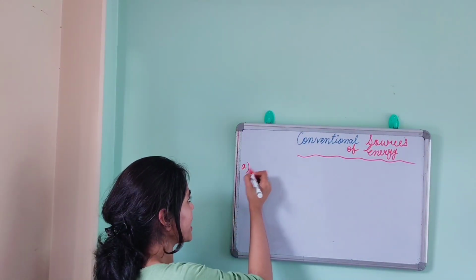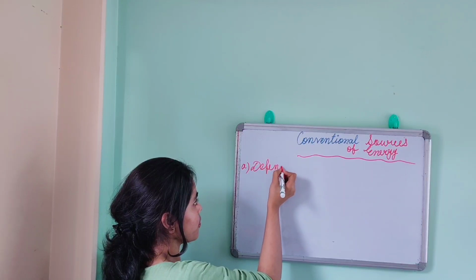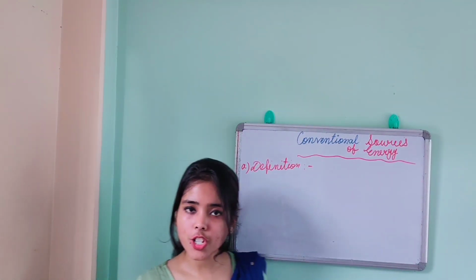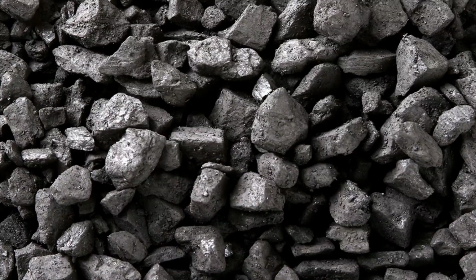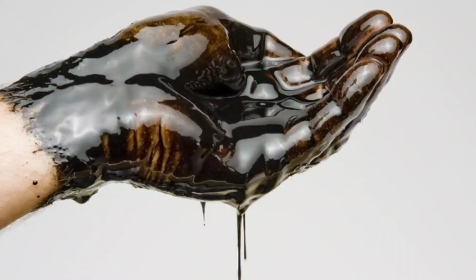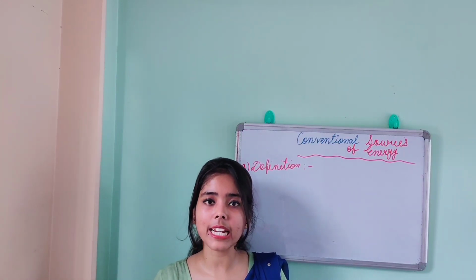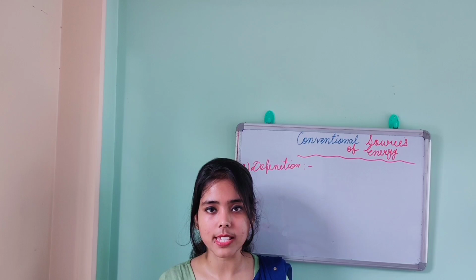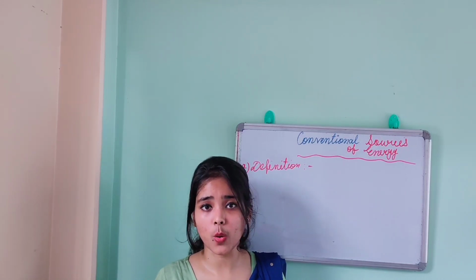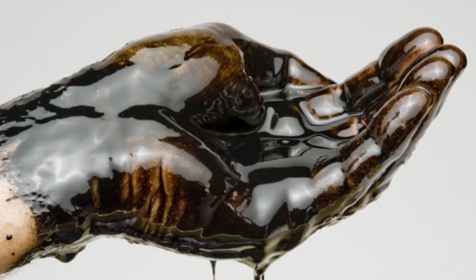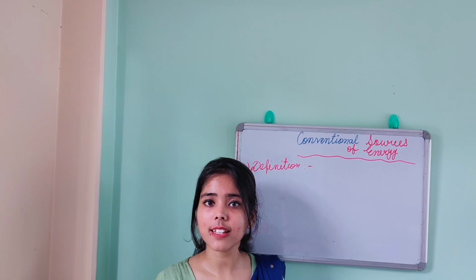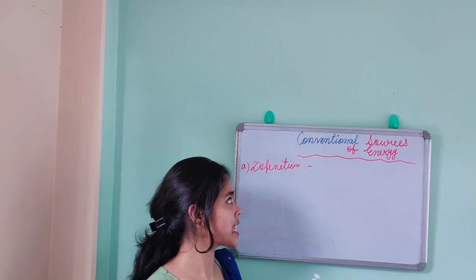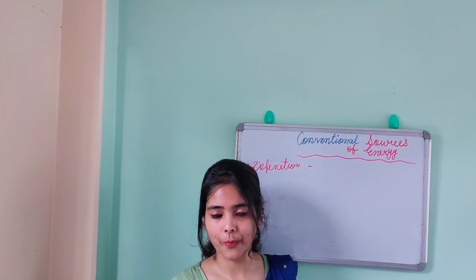Number 1 point, it is the definition. The energy sources that have been used by human beings, that have been tapped and are used abundantly, are generally known as conventional energy sources. As an example, you can say coal, petroleum, natural gas and hydroelectric power. These all come under the conventional sources of energy.